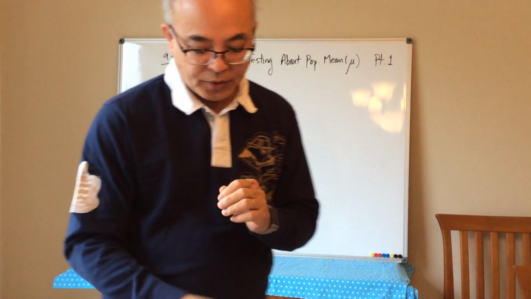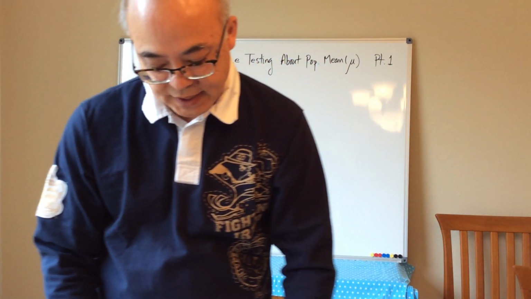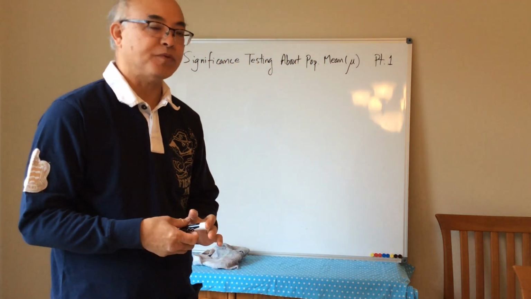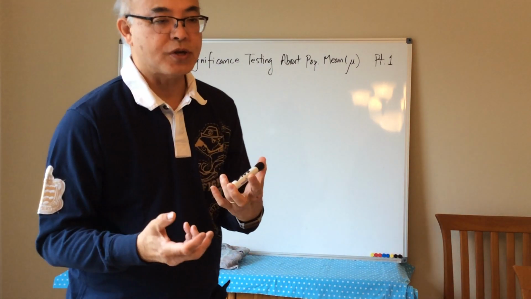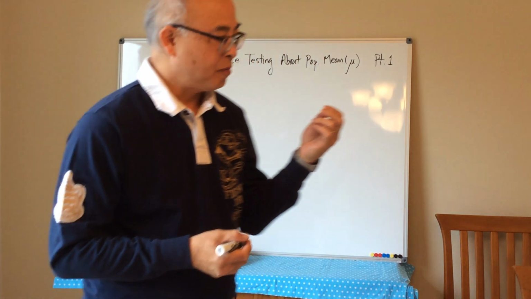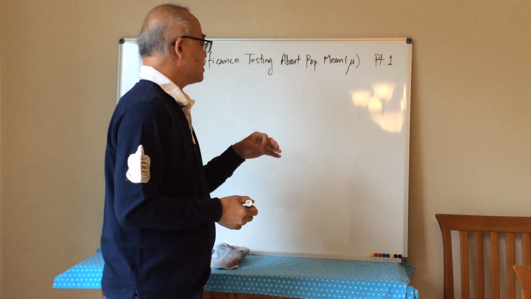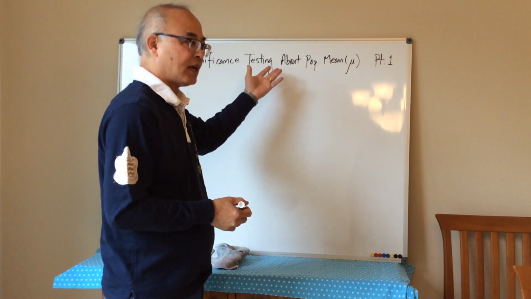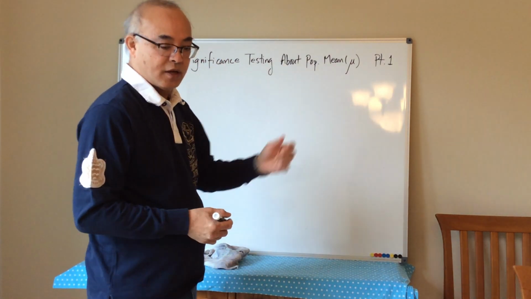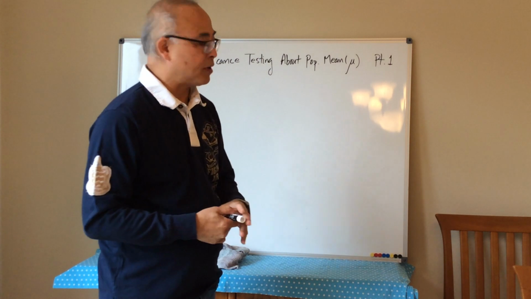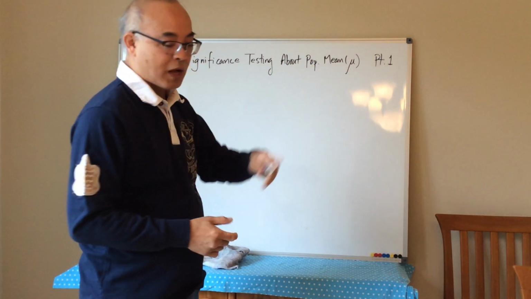All right, so we're going to do 9.3 today. We're going to do testing about the population mean. Okay, so we've already done our confidence intervals on the proportion and the mean, and then we talked about doing significance testing about the proportion. That was in 9.2. So in 9.3, we're going to talk about the significance testing about a population mean.